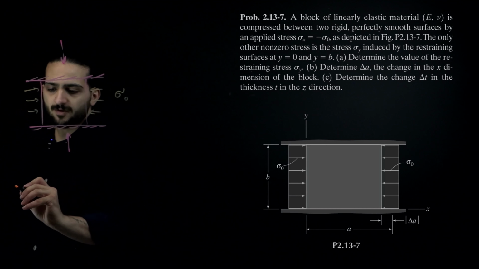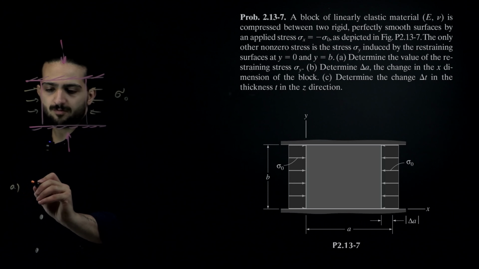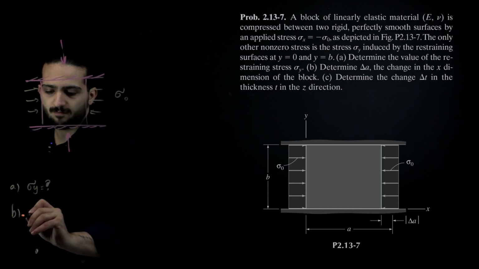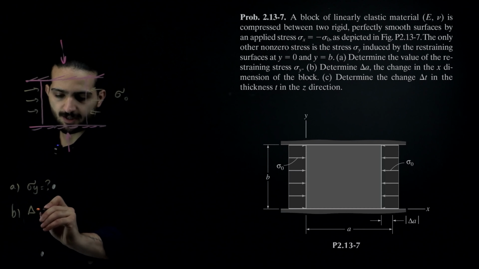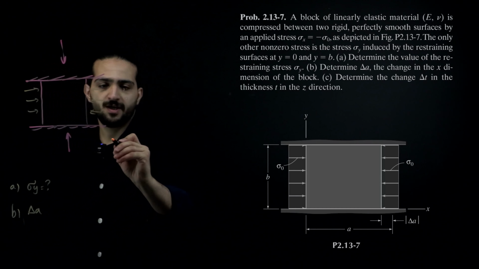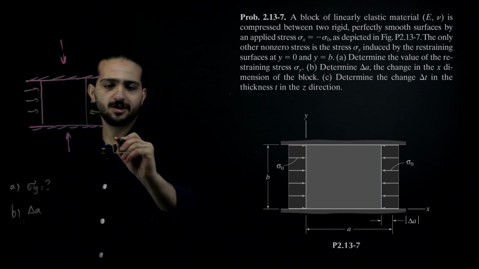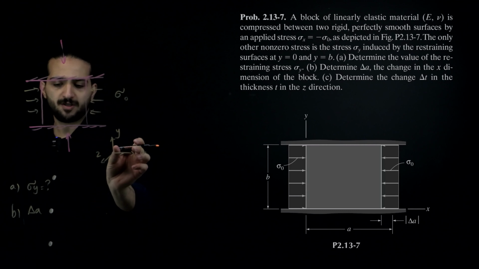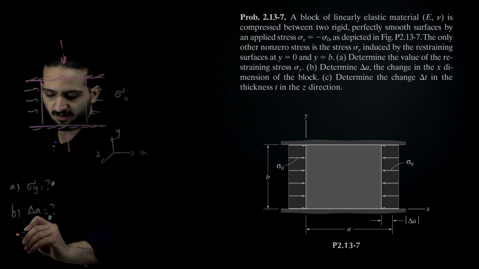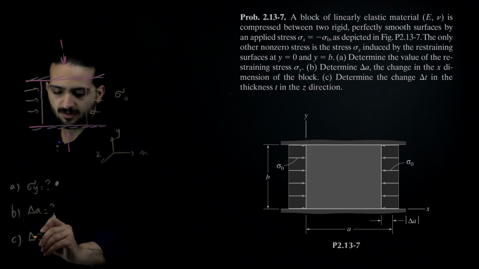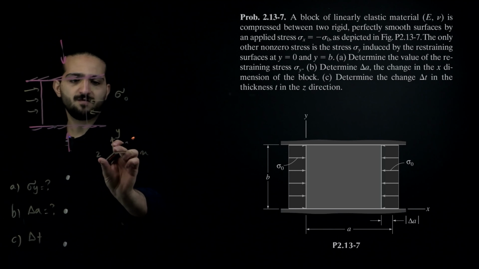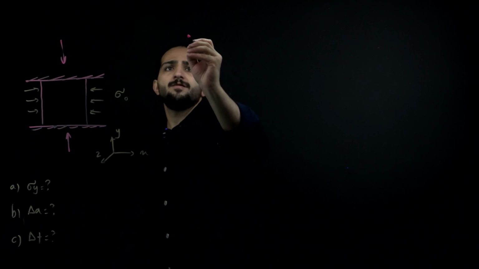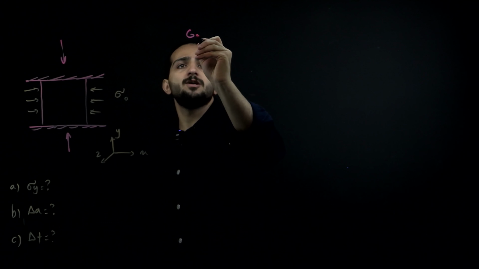Now in part A of the question, we have to determine the value of sigma y. In part B, we have to determine delta A, or change in the x direction. So this is x direction, this is y direction, and this is z direction. Delta A will be in this direction. And in part C, we have to determine delta T, or the change of thickness of this element, which is in z direction.